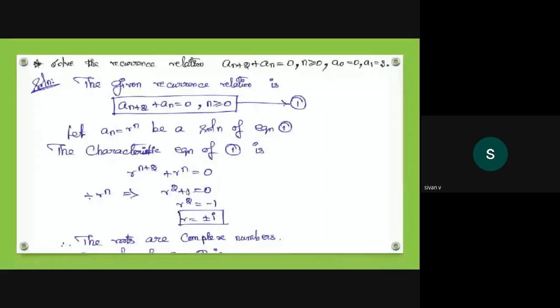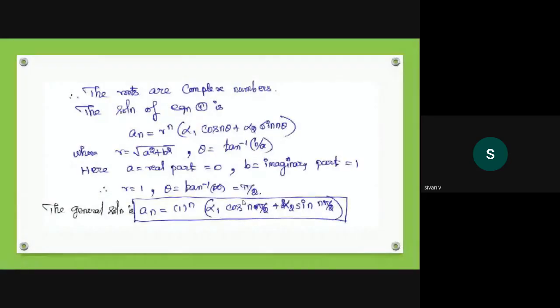Dividing by r power n, r square plus 1 equal to 0. Therefore r square equals minus 1, so r equal to plus or minus i, the roots are complex. For complex roots, the solution is a n equal to r power n, alpha 1 cos n theta plus alpha 2 sin n theta, a known result, where r equals square root of a square plus b square and theta equals tan inverse of b by a. A is the real part, here 0, and b is the imaginary part, here 1.